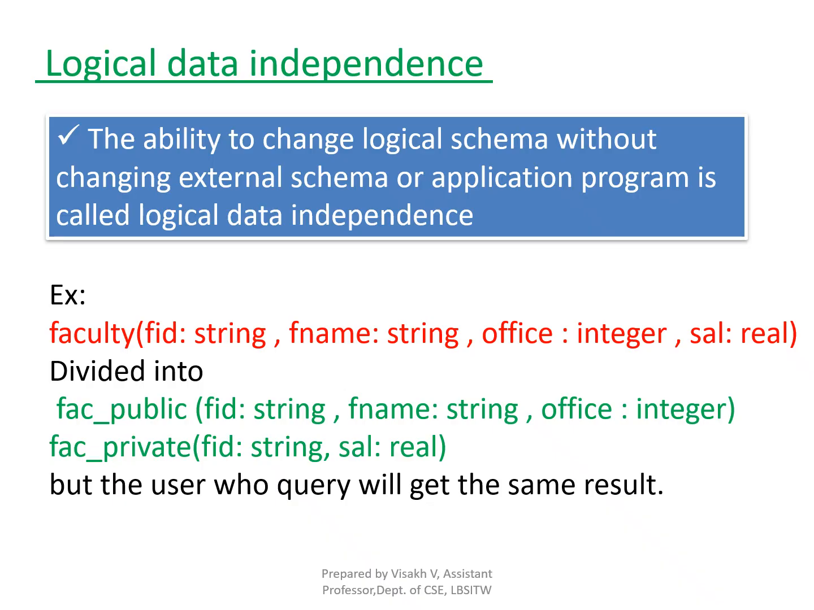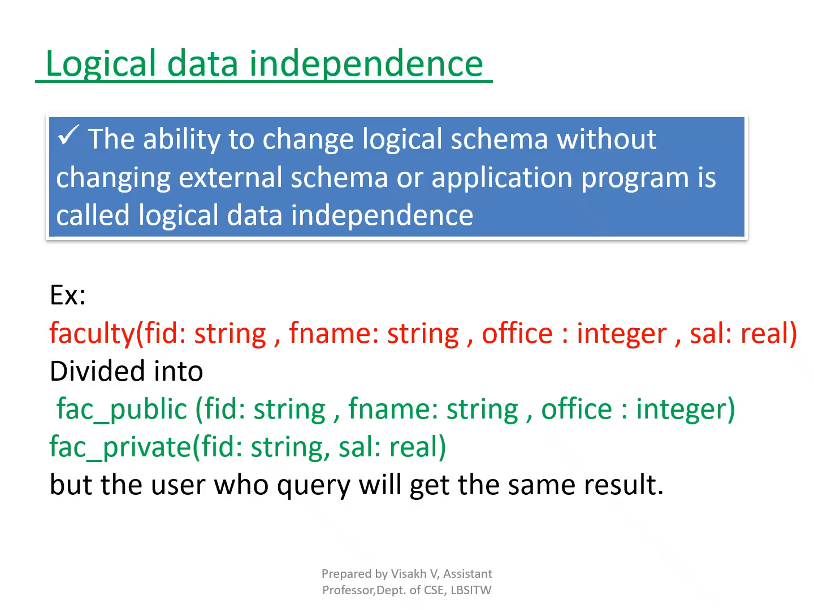All the faculty data they have collected is divided into two parts. First one is faculty public and second is faculty private. In faculty public there is a faculty ID, FID, faculty name, F name, and office. So that is the public information, public data. Everyone in your organization knows your name, your ID, and your office number in a department.